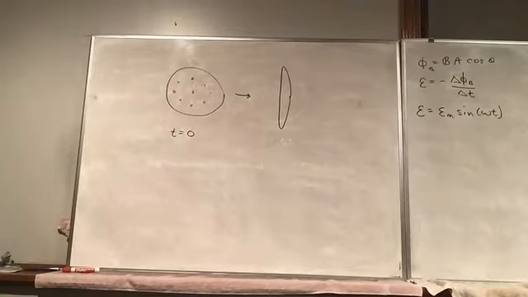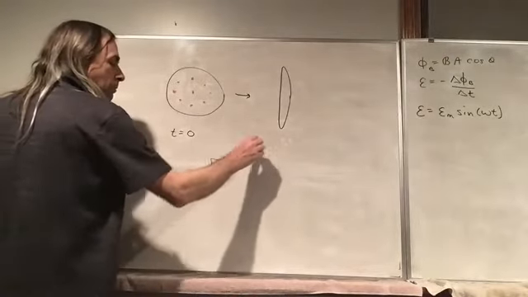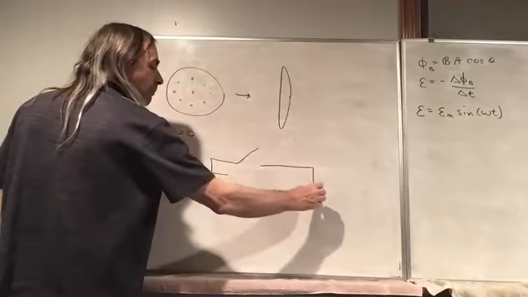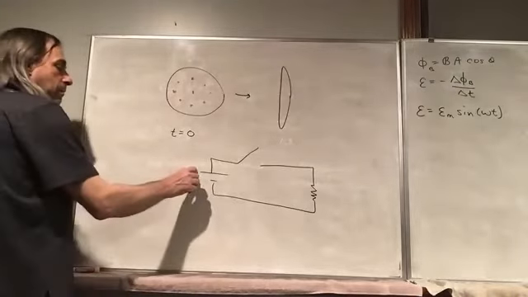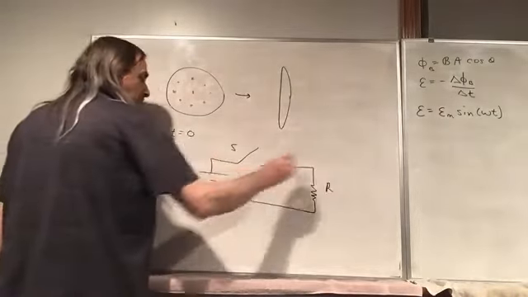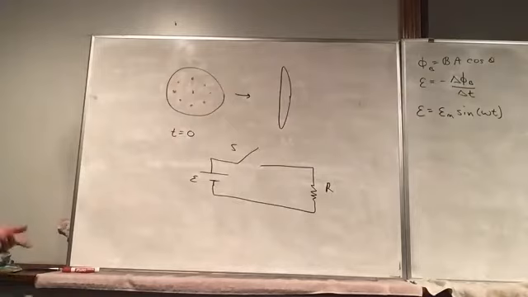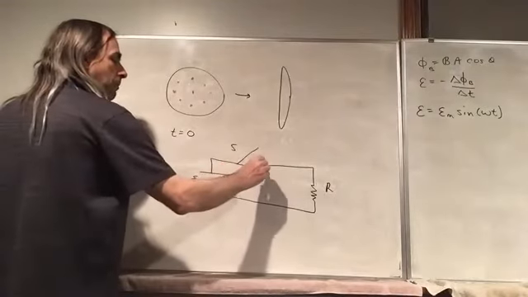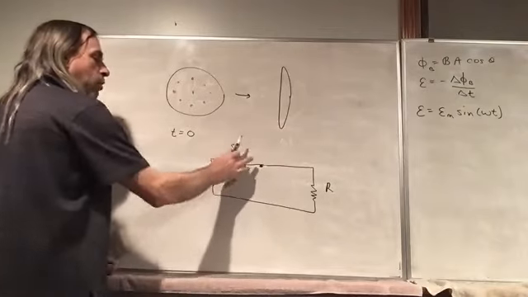All right, now let's talk about induction then. So say we have a simple circuit with a switch and a resistor. So we have a battery, a switch, and a resistor. And let's say we flip the switch, we know we'll get a current in that case. So initially we had no current.